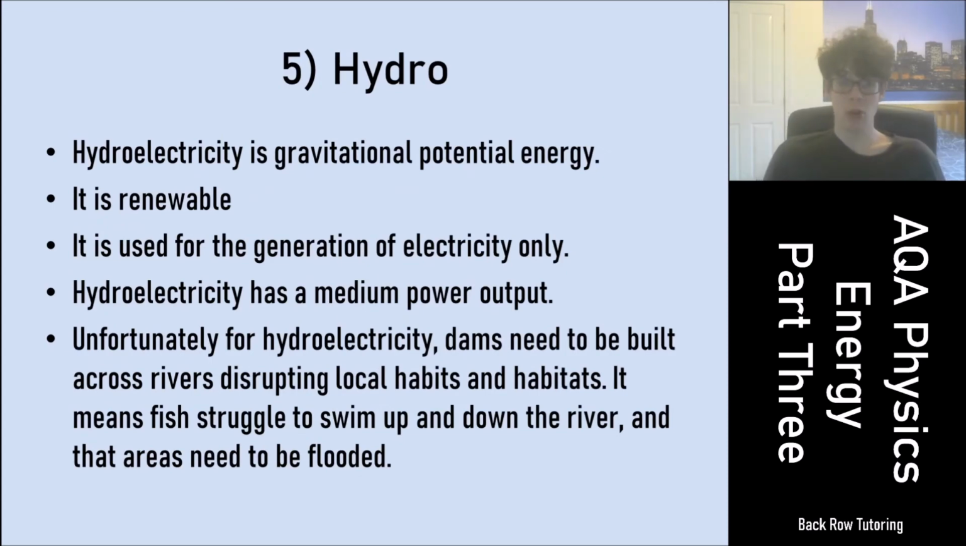Number 5 is hydro. So hydroelectricity is gravitational potential energy. It's renewable and it's used for the generation of electricity only. So hydroelectric power works by damming a river and allowing that water to flow through. When the water flows through, it turns the turbines which generate electricity. So hydroelectricity has a medium power output.